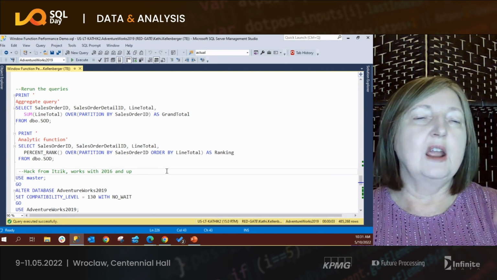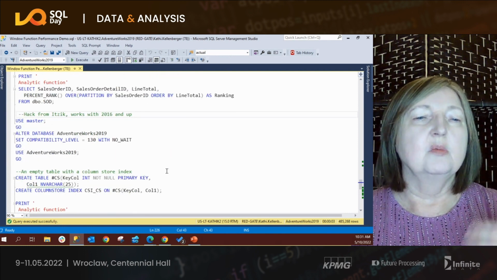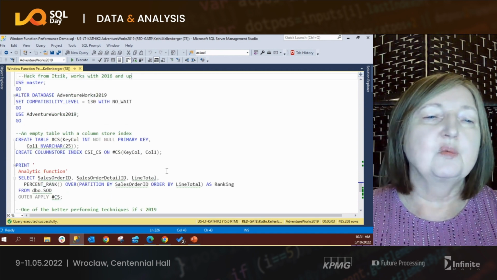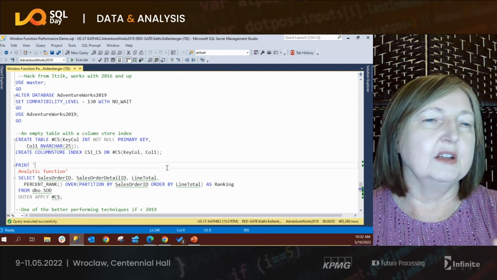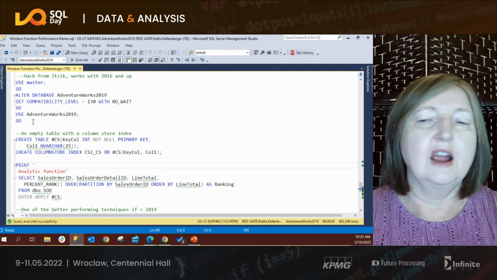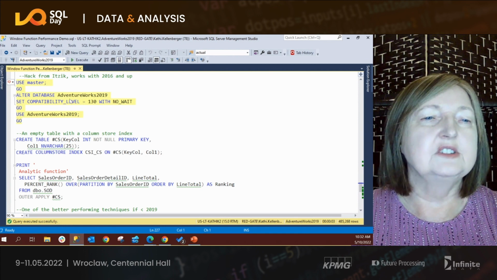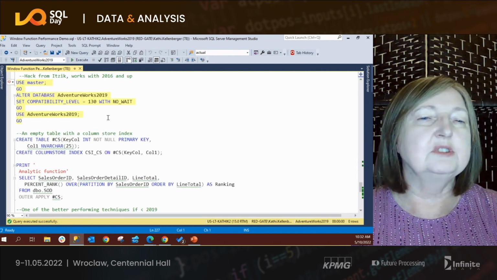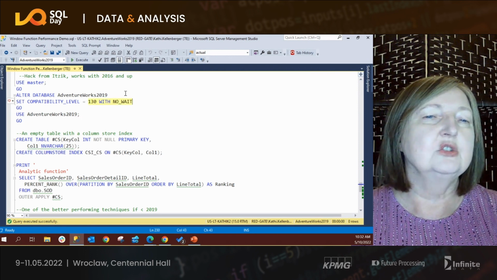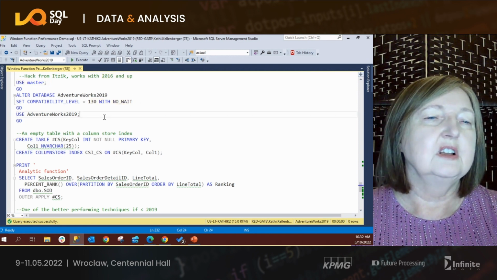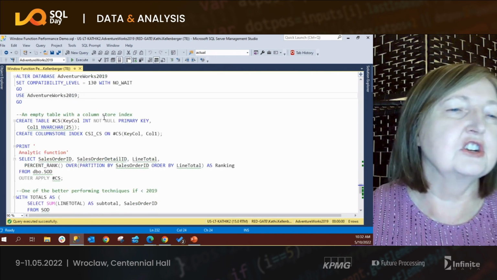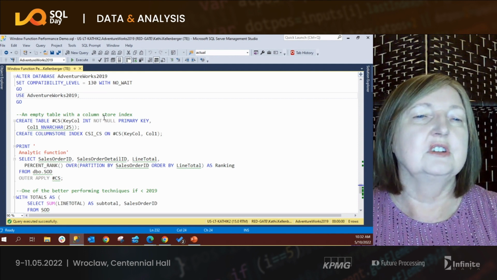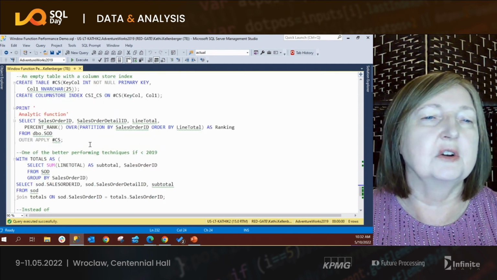So what if you don't have Enterprise Edition? What if you don't have 2019? If you really feel like this would benefit you, you can use this hack from Itzik Ben-Gan. And I've set this compatibility back to 2016. I can't change it to standard edition, but I have tested it on Express edition. So I know this works even in standard.